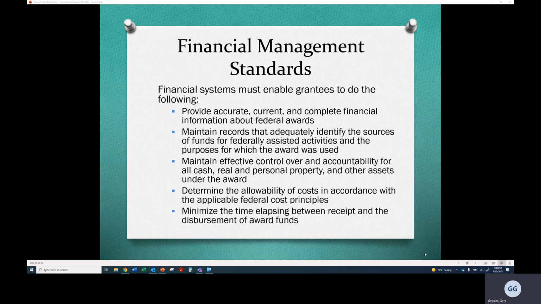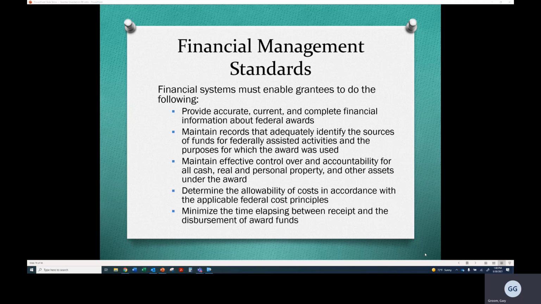Maintain records that adequately identify the sources of funds for federally assisted activities and the purposes for which the award was used, including authorizations, obligations, expenditures, and any program income. Council does not require the physical segregation of grant funds. However, the accounting systems of grantees must ensure that funds are not commingled and can be accounted for separately.